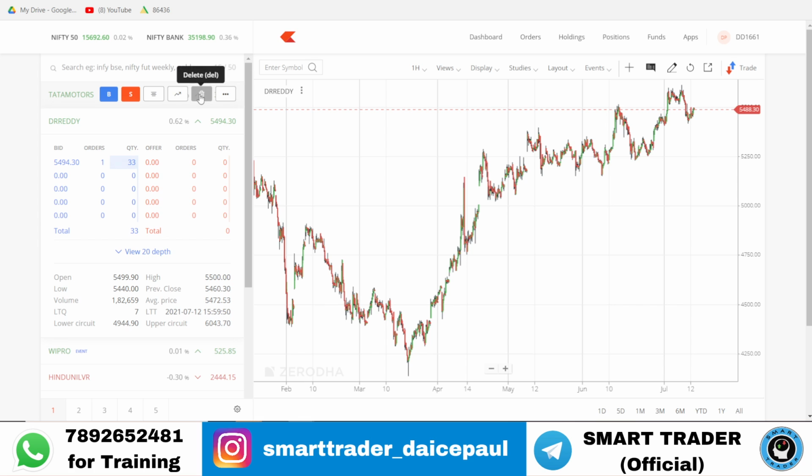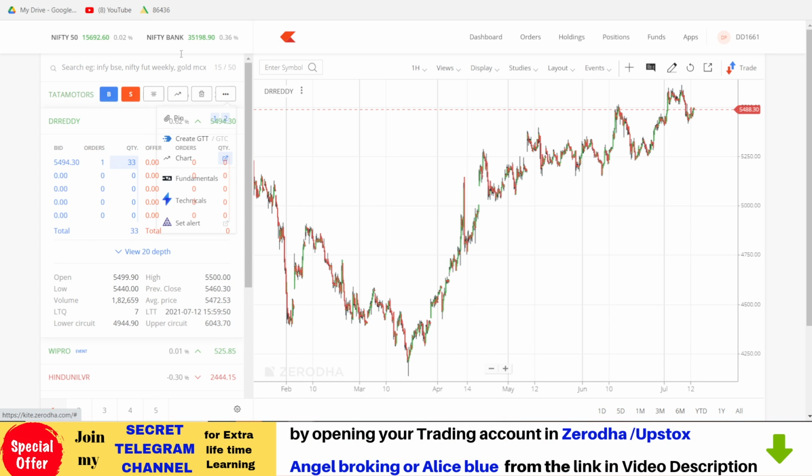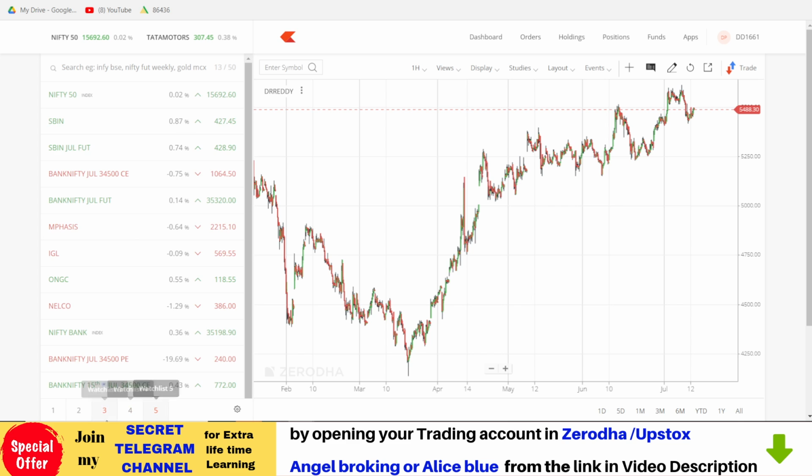Now the last one coming is the delete option. If you don't want this, you can delete it here, and then you have more options. So if you want to pin, let's say, Tata Motors here, next to Nifty and Bank Nifty, click on Tata Motors, right? Wherever you switch, you can see pages.